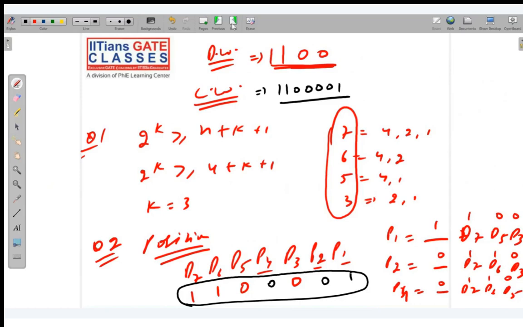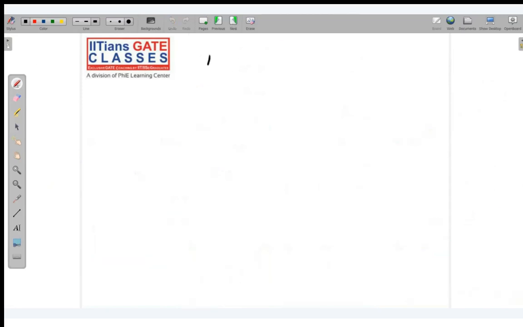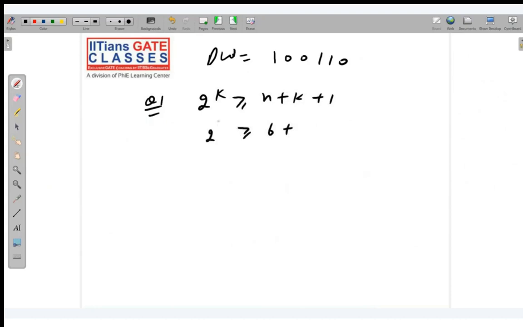Done. Okay, so now let me take a bigger data word. For example, the data word given to you is 100110. So I have taken 6 roughly. Question number one: number of parity bits. 2 power k is greater than or equal to n plus k plus 1. Here n is 6. So what should be added? If you add 3, then 2 power 3 is greater than or equal to 6 plus 3 plus 1. No, obviously it is not matching, because it is 10 here and 8 there. So what should be done? 2 power 4 is greater than or equal to 6 plus 4 plus 1. This is correct. So you will add 4.